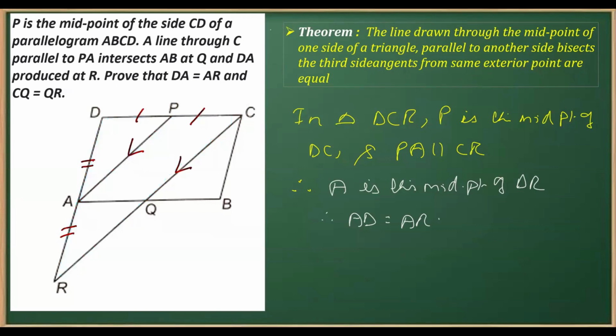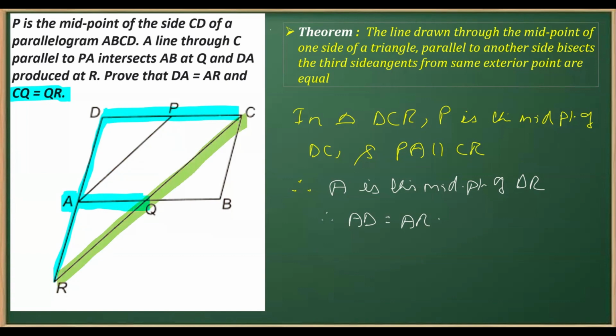Now let's check the second part. What do we have to prove in the next part? We have to prove CQ is equal to QR. So here too we can apply the midpoint theorem. Now look into this. We know that we have proved A is the midpoint of this side. And we know that this is parallel to this because opposite sides of a parallelogram are parallel. So by applying the converse of the midpoint theorem once again, we can say that Q will be the midpoint of this.